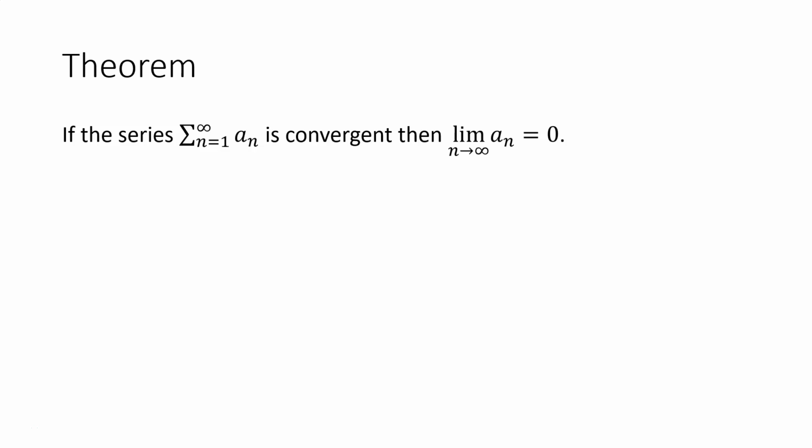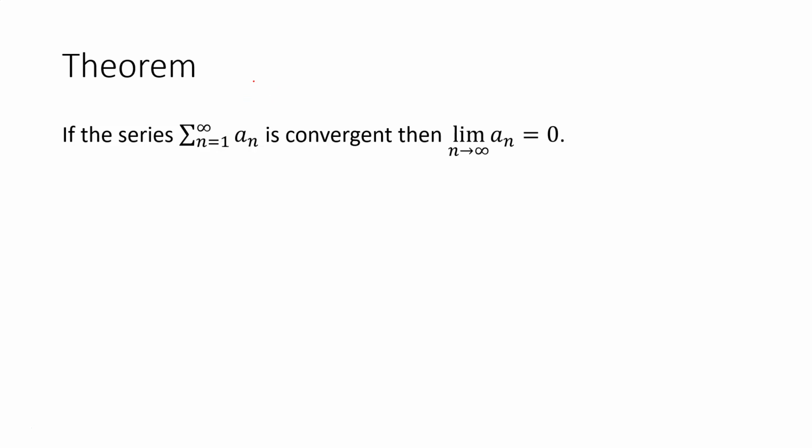In this theorem, we're going to establish a very important rule for helping us determine whether some series are convergent or divergent, or actually in this case just for showing divergence. So to start out, let's think about the theorem that's being presented here. If the series an is convergent, then the limit as n goes to infinity of an is equal to 0.